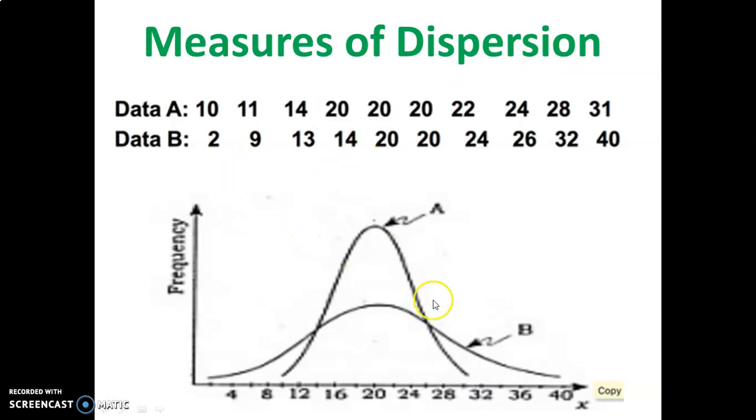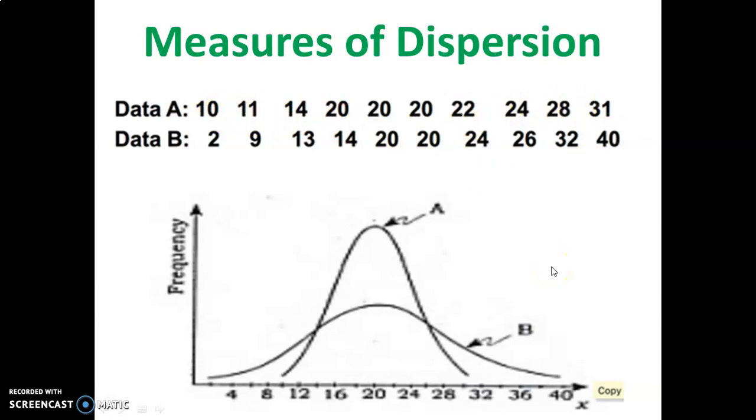Here we have two data sets graphed, data set A and data set B. Notice data set A has this curve here that represents it, and data set B has this one. So which of these shows more spread? Well, clearly data set B is more spread out, and that's what measures of dispersion is all about: the spread of data. We can see that here in data set B. It's very spread out. It goes from 2 to 40, whereas data set A only goes from 10 to 31.